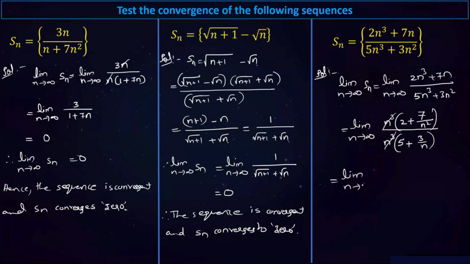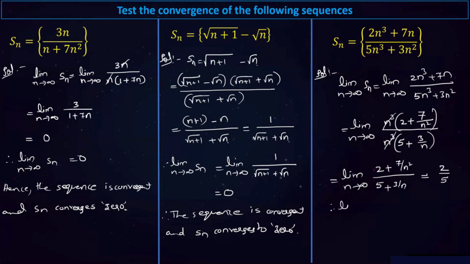You see, limit n tends to infinity. In the numerator, it is simply 2 plus 7 divided by n square. And in the denominator, it is 5 plus 3 by n. Clearly, you can see when n approaches infinity, both 7 by n square as well as 3 by n approach 0. And therefore, we'll get this limit as only 2 by 5. As n tends to infinity, 2 remains as 2 only. But here, this 7 by n square approaches 0. And in the denominator, 5 remains as it is, but this 3 by n approaches 0.